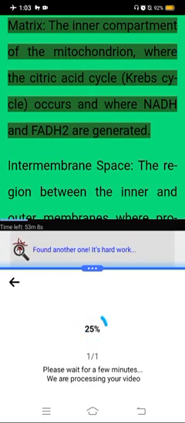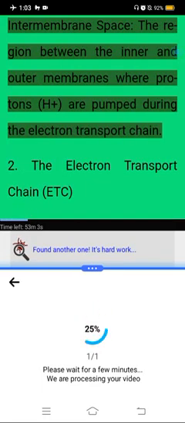Matrix: the inner compartment of the mitochondrion, where the citric acid cycle, or Krebs cycle, occurs and where NADH and FADH2 are generated. Intermembrane space: the region between the inner and outer membranes where protons, H+, are pumped during the electron transport chain.